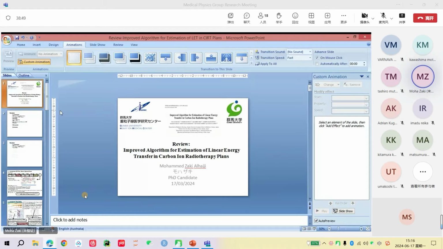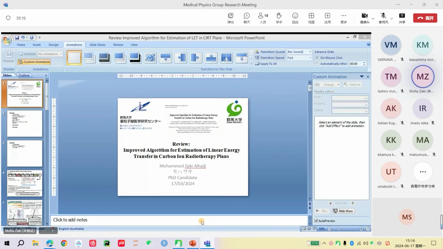estimated LET in carbon ion radiotherapy. So the content will be as shown: introducing carbon ion radiotherapy and a couple of strategic developments. Then, prefacing the topic, we look at the method used, the obtained result, and the discussion on the reviewed paper.